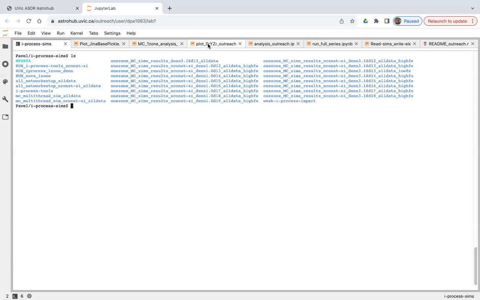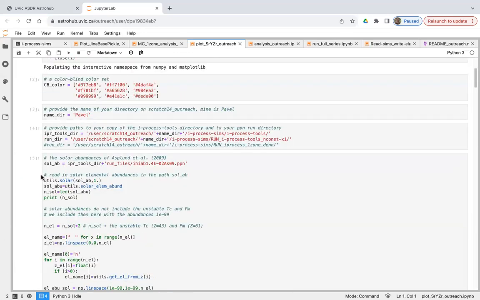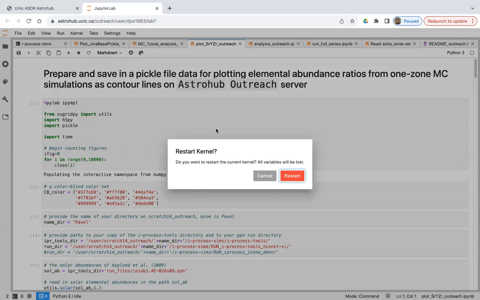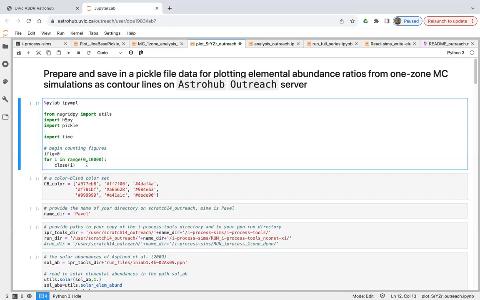And let's start with this notebook, plot strontium, yttrium, zirconium outreach, okay? This one. Okay, so as the title of this notebook says, this notebook can be used to prepare and save in a pickle file data for plotting elemental abundance ratio from one zone Monte Carlo simulations as contour lines on outreach cell. Okay, let's execute its cells.